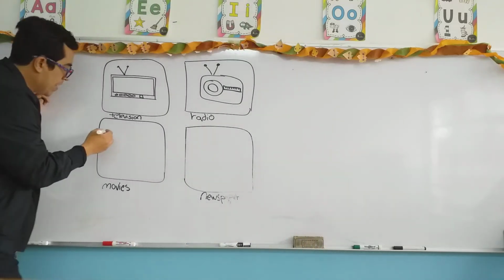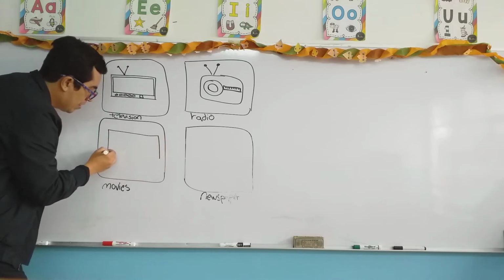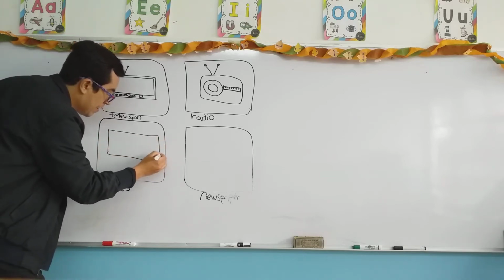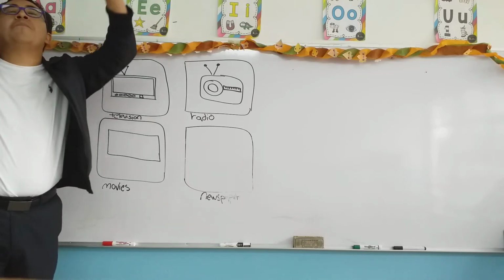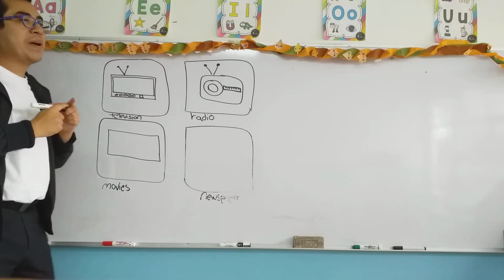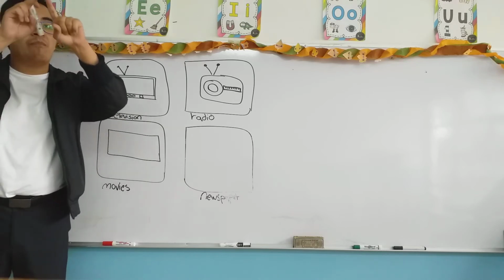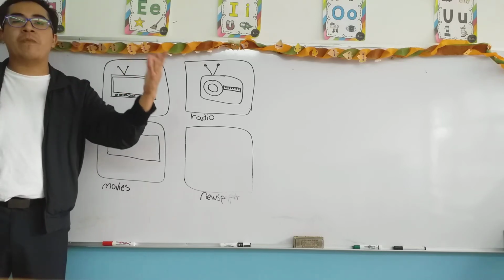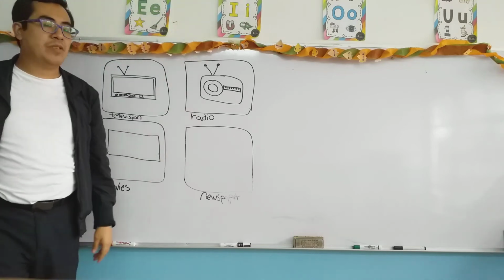So, for movies, remember, they are similar to a TV screen, to a television, but of course the difference is that they are bigger than it. Recuerden que una pantalla de un cine es similar a una televisión en que ambos son rectangulares, pero obviamente la pantalla de un cine es mucho más grande que una televisión.